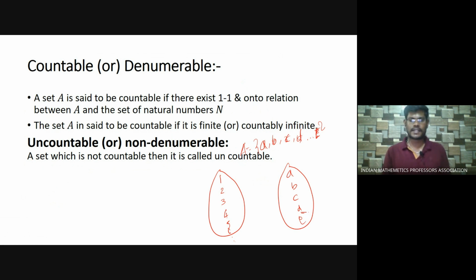If the set is countable, there exists a one-to-one and onto relation, that is nothing but a bijective relation, from the natural numbers. Our domain has the natural numbers, and this is our set. So we can put the mapping. One is mapped to A, two is mapped to B, 3 is mapped to C, 4 is mapped to D, and 5 is mapped to E, etc. Here we have a one-to-one mapping as well as an onto mapping.